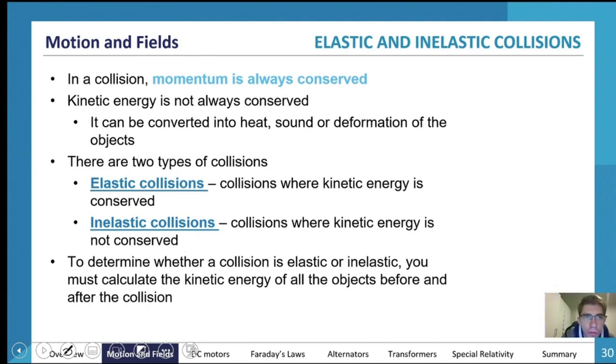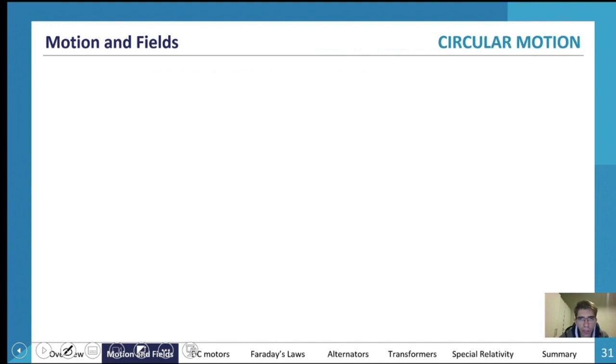However, since we are on the topic of momentum, we also need to talk about elastic and inelastic collisions. In a collision, momentum is always conserved. Kinetic energy is not always conserved, though. It can be converted into heat, sound, or deformation of the objects. There are two types of collision. One is an elastic collision, where the kinetic energy is conserved, and the other one is an inelastic collision, where the kinetic energy is not conserved. To determine whether a collision is elastic or inelastic, you must calculate the kinetic energy of all objects before and after the collision.